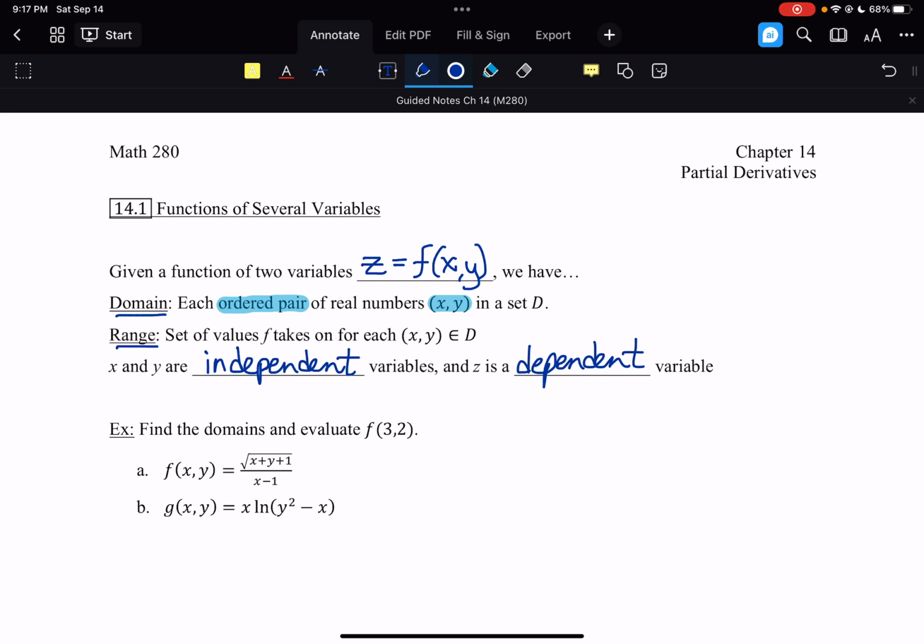So x and y are both independent, and so they are not dependent on each other anymore, right? x does not give us y. x and y both give us z. So z is dependent on both x and y.